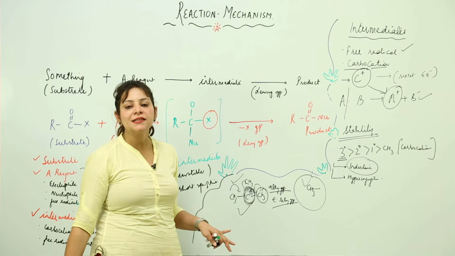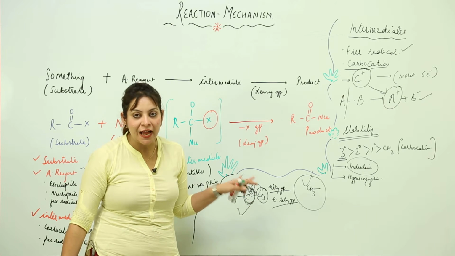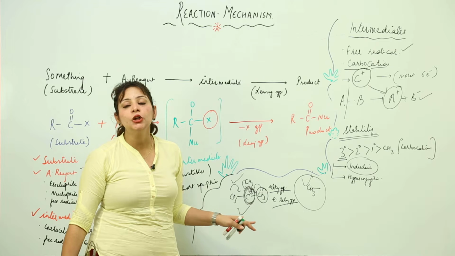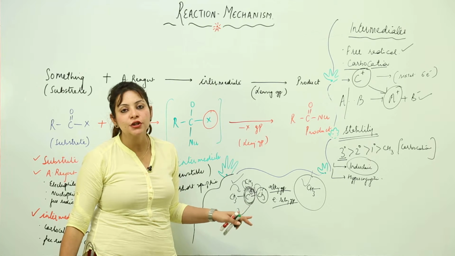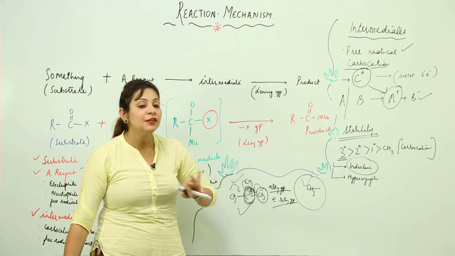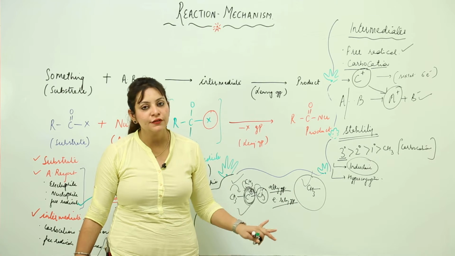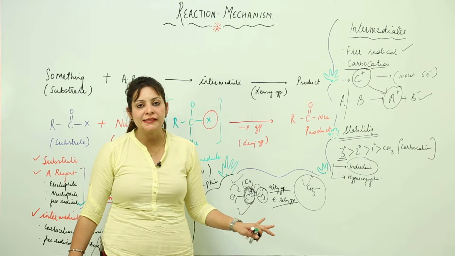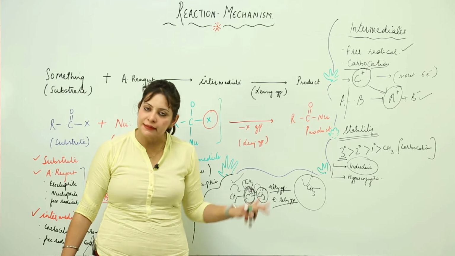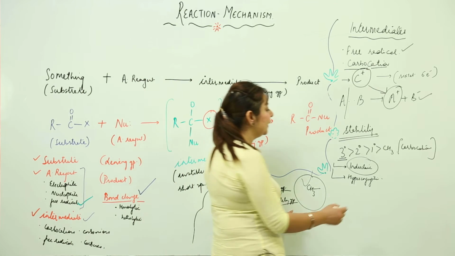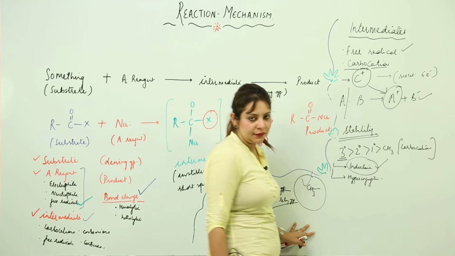The reason behind that is the alkyl groups that are attached to it. Because the alkyl groups are electron releasing, they show the plus I effect. That means they have the power to release electrons, and when they release, they neutralize the positive charge, there will be more dispersal of charge, you can say, and there will be more stability. So this is how you can explain it on the basis of inductive effect.